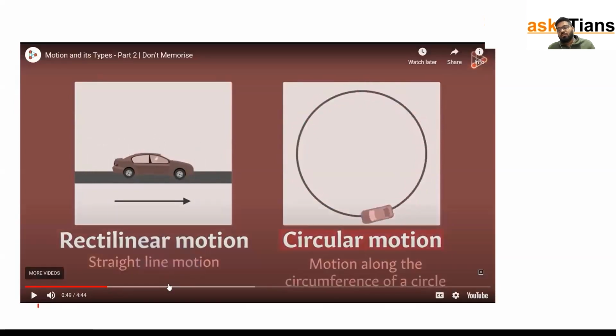Clear? If any object moves along the circumference of a circle, it is said to be in circular motion. Or, by another definition, if the object's distance from a particular fixed point remains fixed, then it is said to be in circular motion.